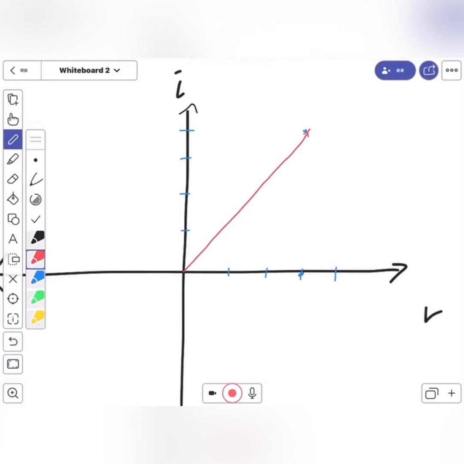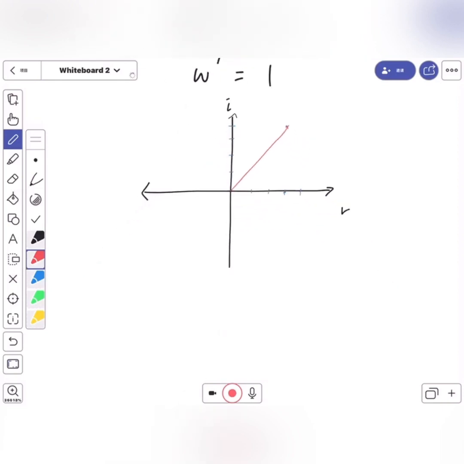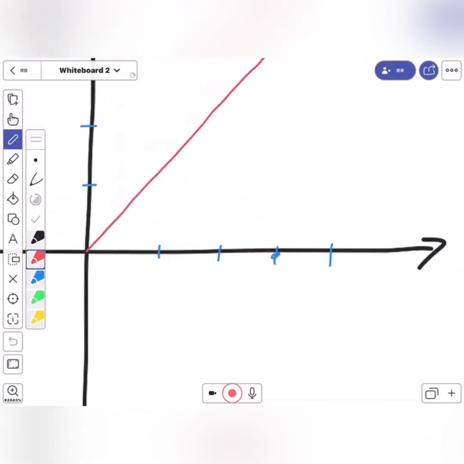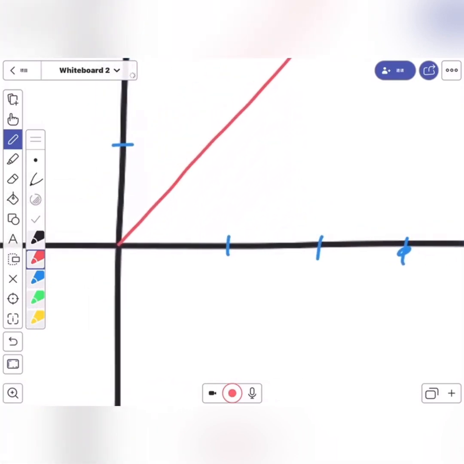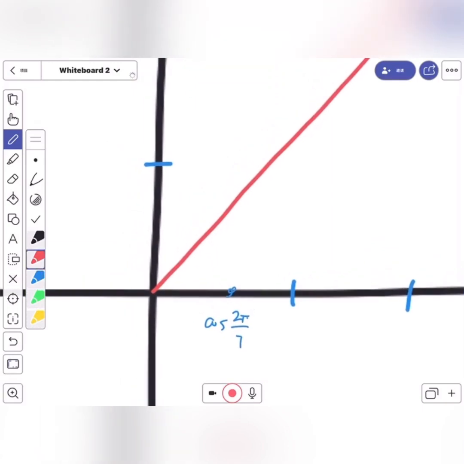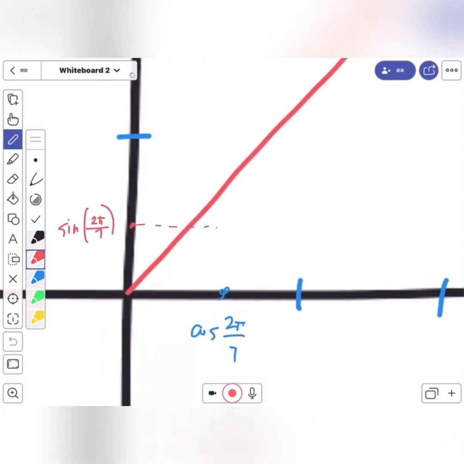So now, what is cosine of 2 pi over 7 plus i times sine of 2 pi over 7? We don't really need to care about what its value is going to be. We just need to know that it's some kind of ordered pair, where this value is cosine of 2 pi over 7 and this value is sine of 2 pi over 7. We don't need to care about their specific values. So from here, the complex number should be like this.